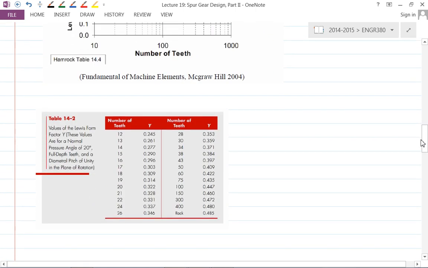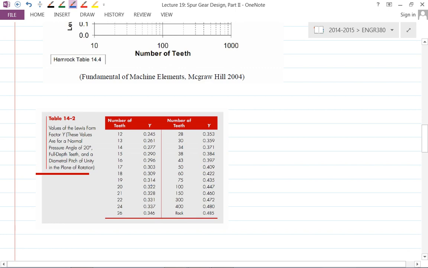And this form is from our Table 14-2. This is basically a pre-calculated Lewis form factor. You will need those numbers. Given the number of teeth, you need the corresponding number for our future calculation. So this is one table you will resort to quite often.